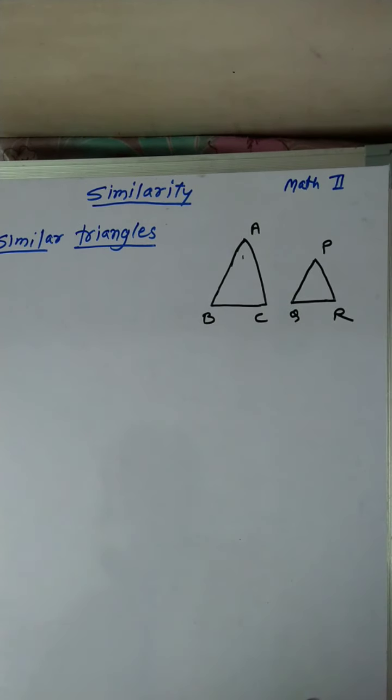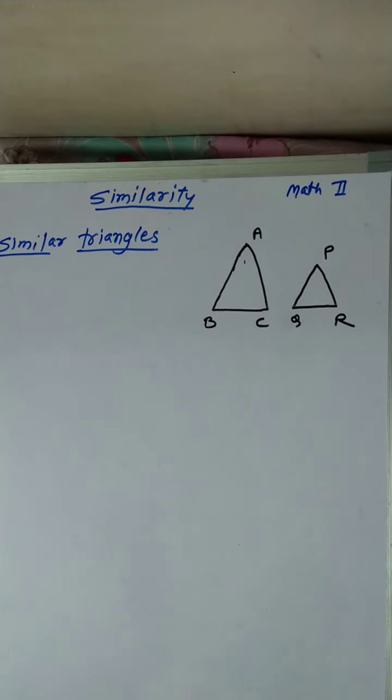Students, today we see similarity in Math 2. Last lecture we saw the BPT theorem, the angle bisector theorem and examples on each. Now the next topic is similar triangles. We touched this topic in 9th standard.